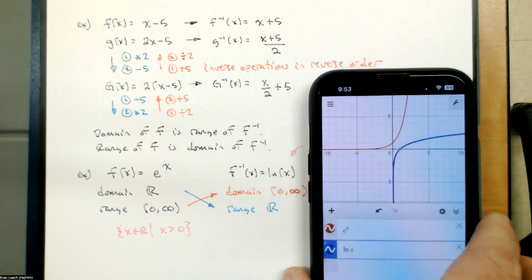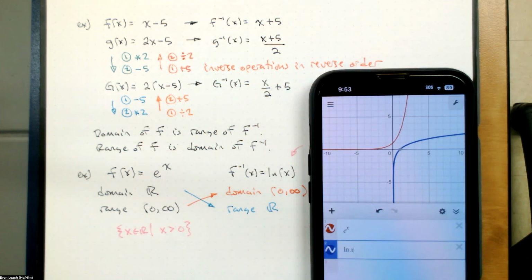Here I have graphed in red the e to the x function, and then in blue is the natural log of x function. Another important thing to note is that the graphs of the inverses will be reflections about the line y equals x.